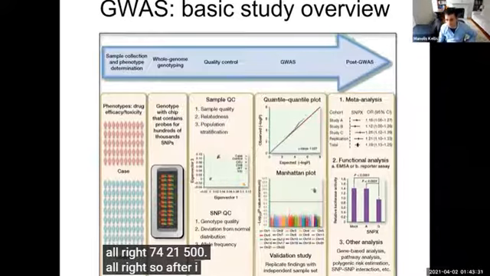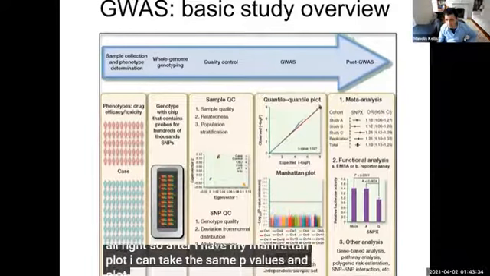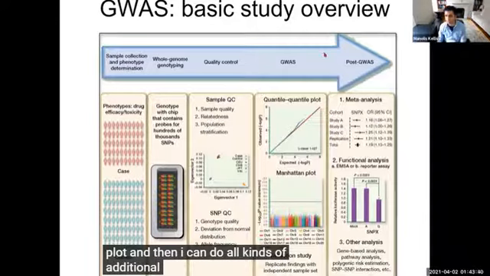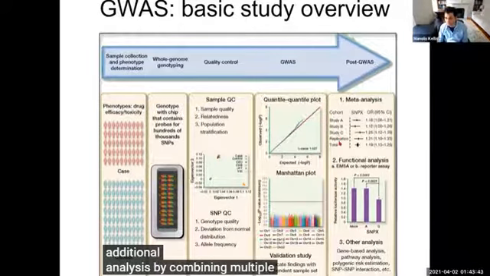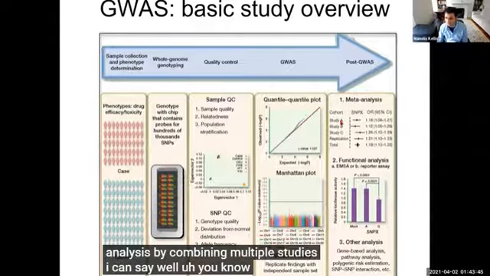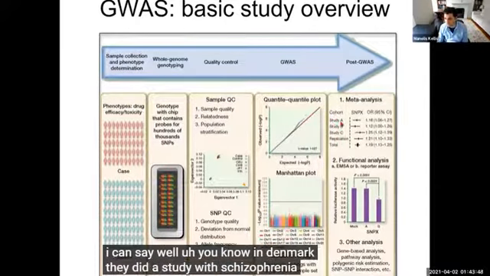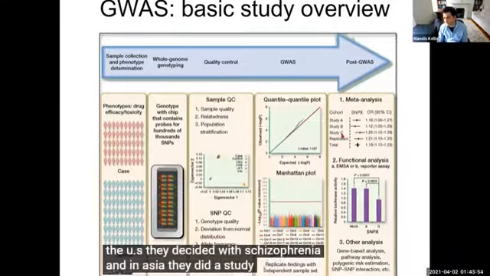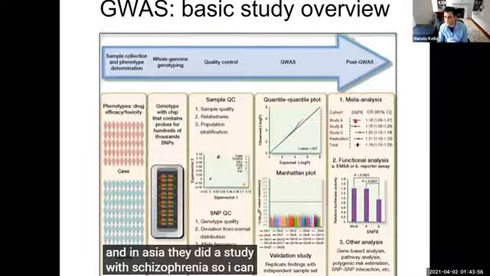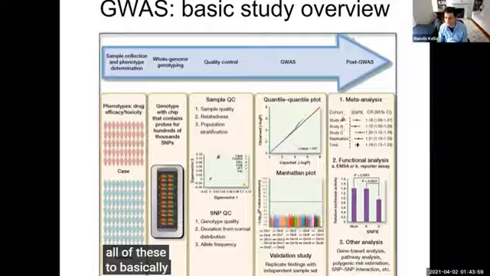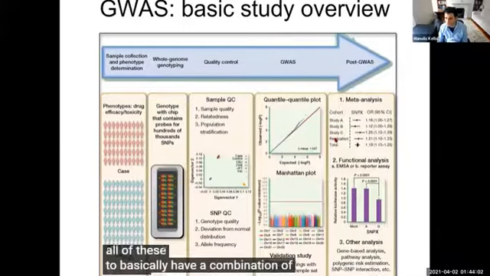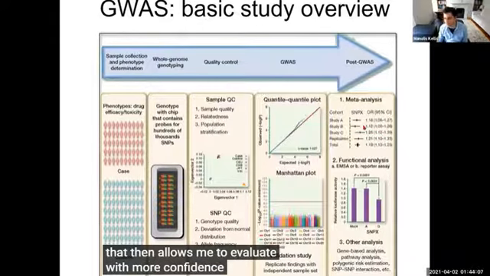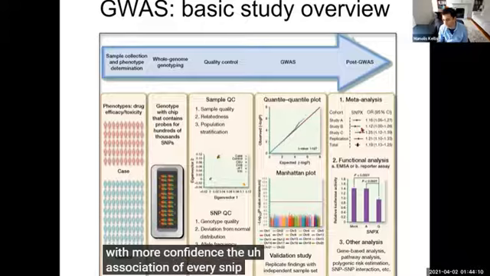All right, so after I have my Manhattan plot, I can take the same p-values and plot them on a QQ plot. And then I can do all kinds of additional analysis by combining multiple studies. I can say, well, in Denmark, they did a study with schizophrenia. And in the US, they did a study with schizophrenia. And in Asia, they did a study with schizophrenia. So I can now combine all of these to have a combination of cohorts that allows me to evaluate with more confidence the association of every SNP.